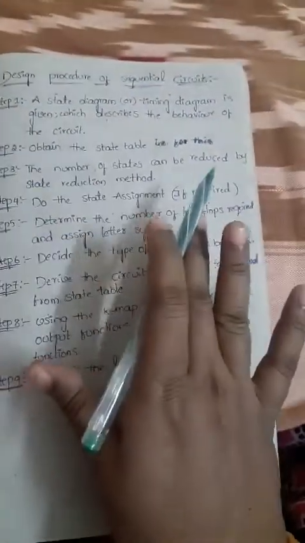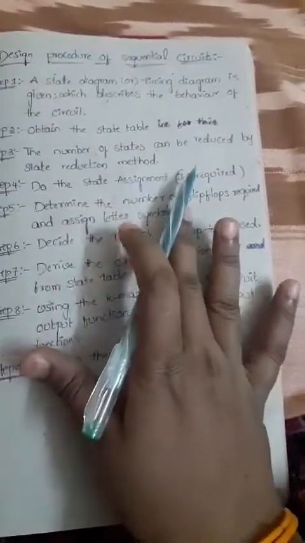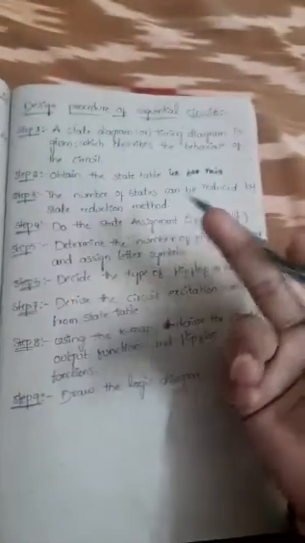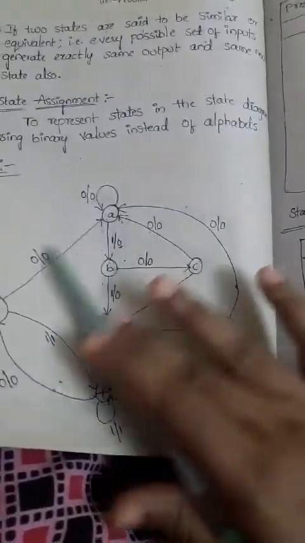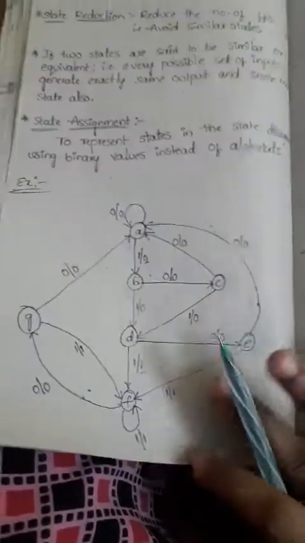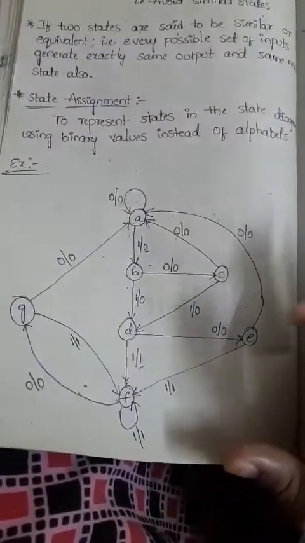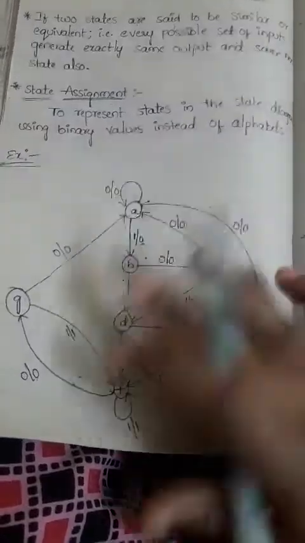But in step 1 of this problem, they cannot directly give the sequential circuit. We have to design that sequential circuit with the help of the state diagram. You already know how a state diagram looks. So this is the state diagram, and like that they directly give the state diagram as the problem.